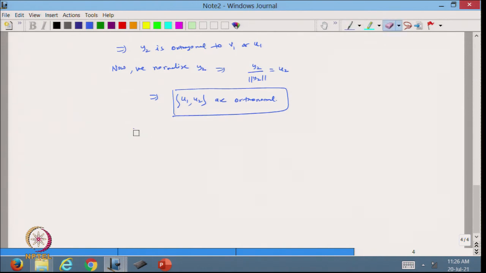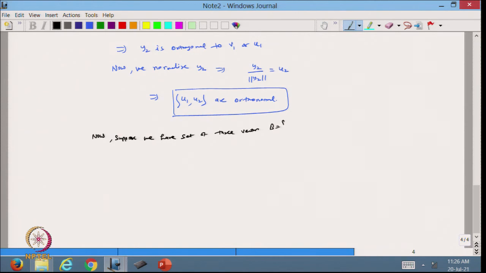Now, I consider the third one. Let us take the third part. We started with 2 vectors. Now, suppose we have a set of 3 vectors.